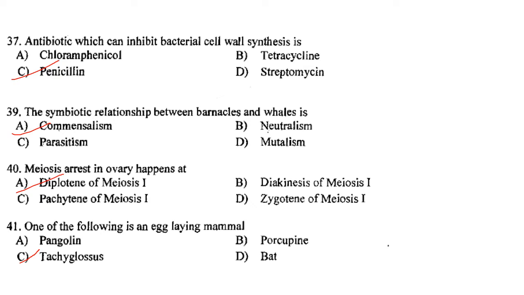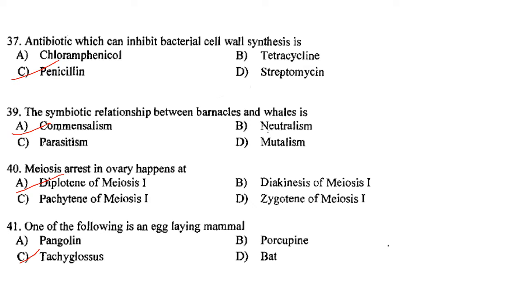Answer is option C. The symbiotic relationship between barnacles and whales is, so it is commensalism. So commensalism refers to the benefit of one species from the presence of another species, while the second species is neither benefited nor harmed. So answer is option A.